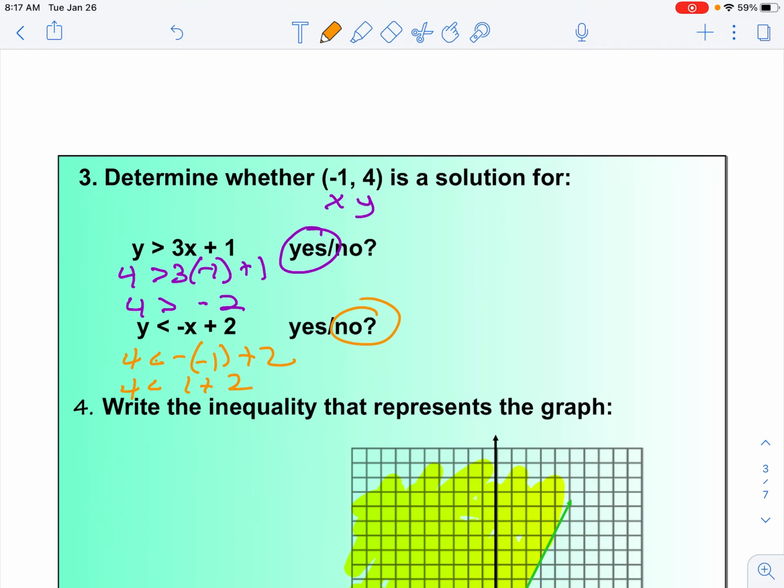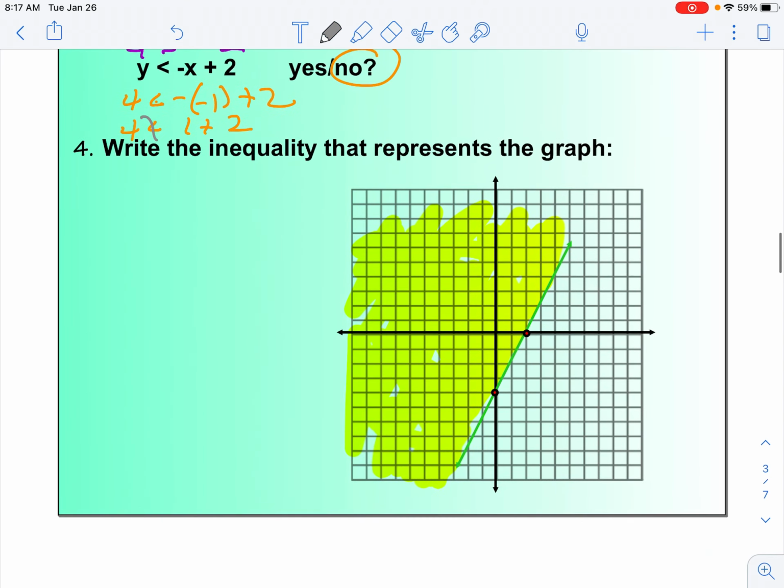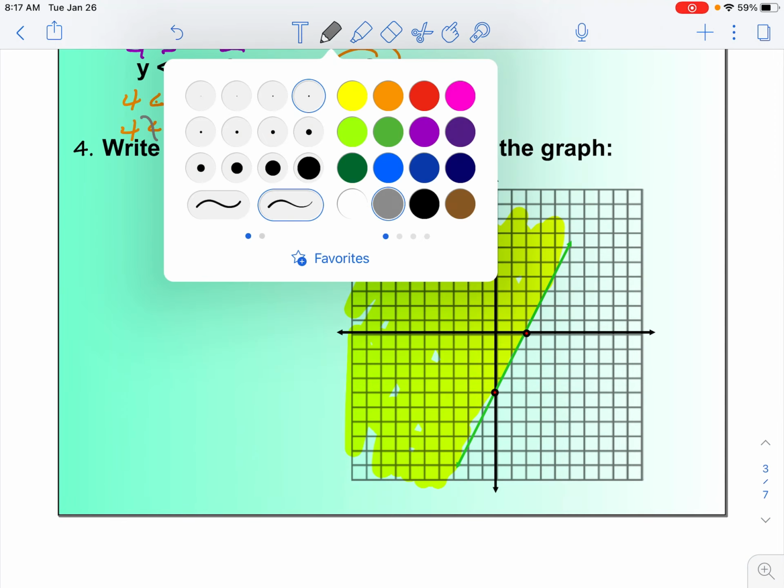And that is no, not true. So 4 is not less than 3. All right, last question here to review.